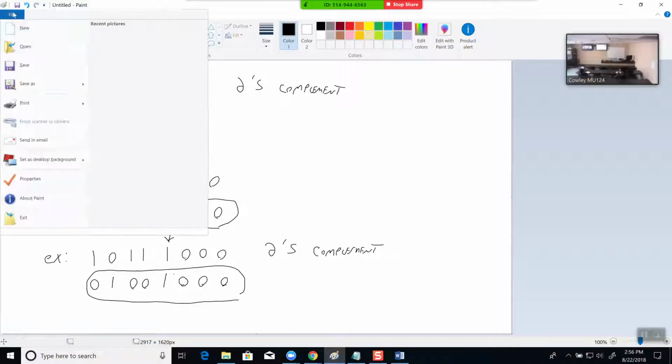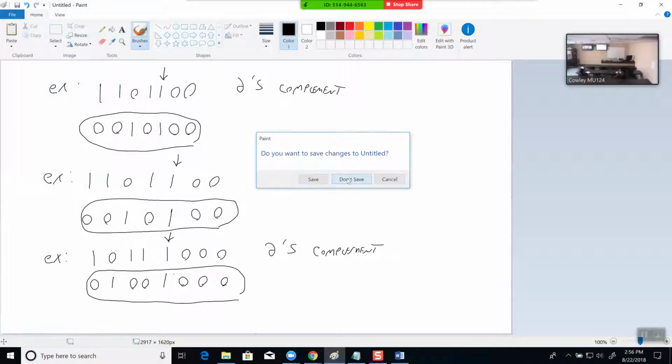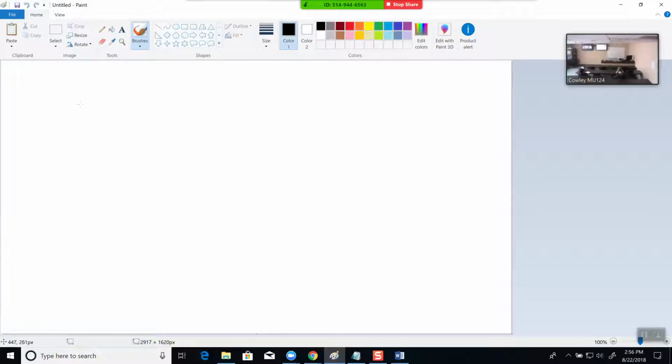So let me clear this off. We're subtracting 72,532 minus 3250. From a human standpoint, we can do this pretty easily. That's not the goal here. The goal is to figure out how we can do it digitally.